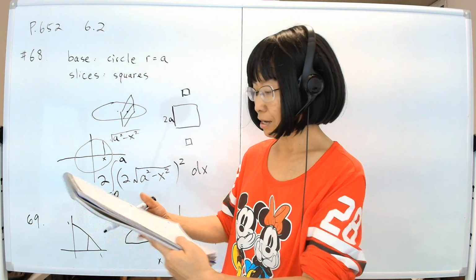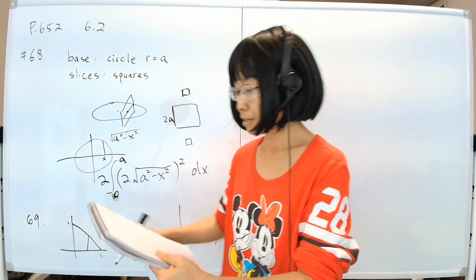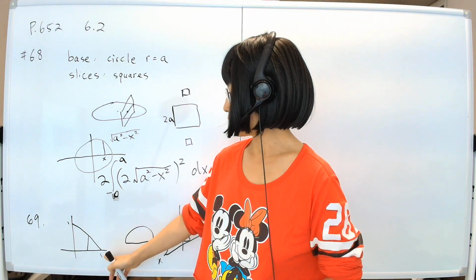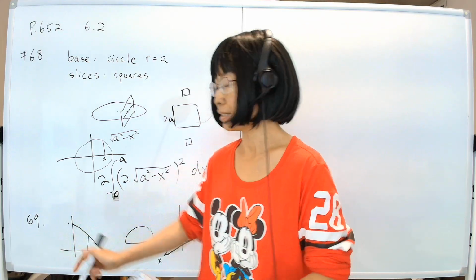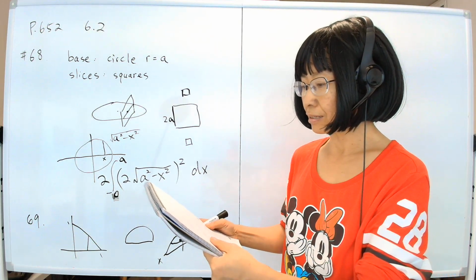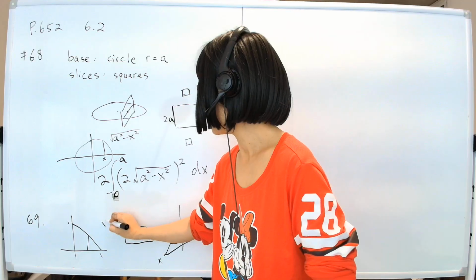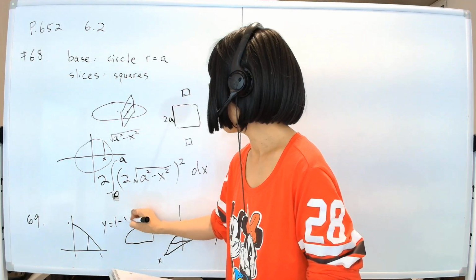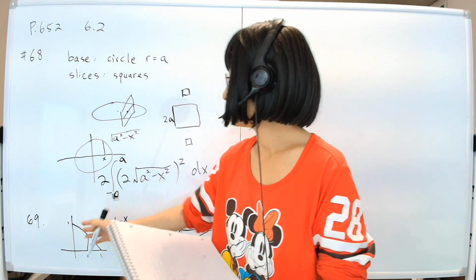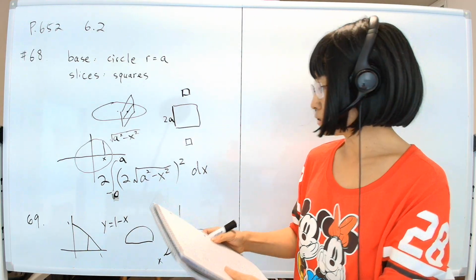Then you need to figure out some of the details. Now, what is this line? This line goes through 2 points. This is (1, 0) and this is (0, 1), and so you use the point-slope formula, and that will give you the equation of this line, which is y equals 1 minus x.